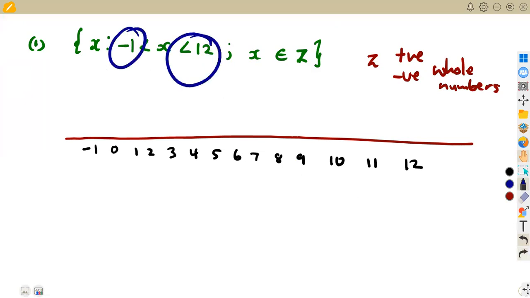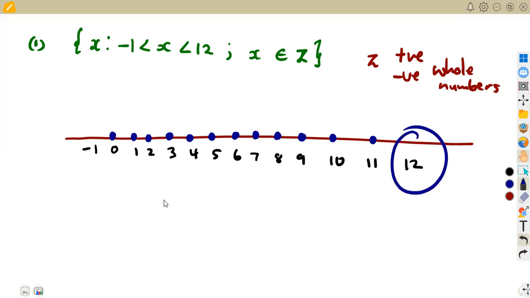Also, 12 is not part of the solution because X is bigger than -1, but the same X is less than 12. So you indicate from 0 because -1 is not there. And the whole numbers, the positive or negative whole numbers, we said 0 is part of integers. So we're going to indicate from 0: 0, 1, 2, 3, 4, 5, 6, 7, 8, 9, 10, 11. Why not indicating 12? Because our X is less than 12. Take note, our X is less than 12.